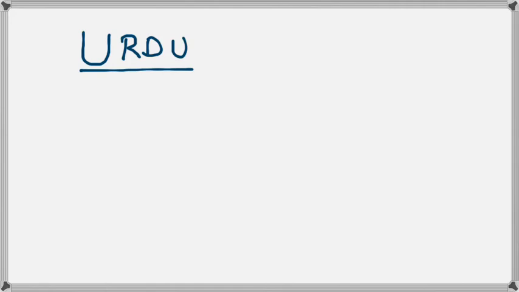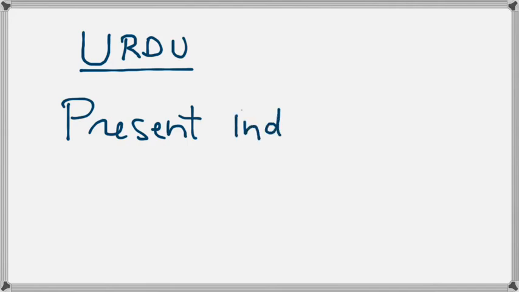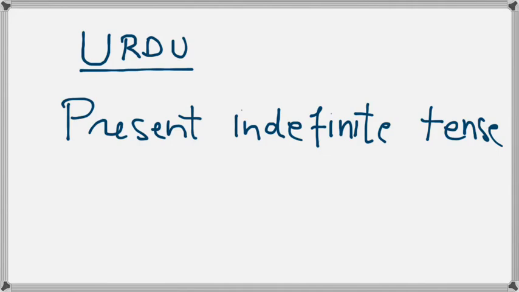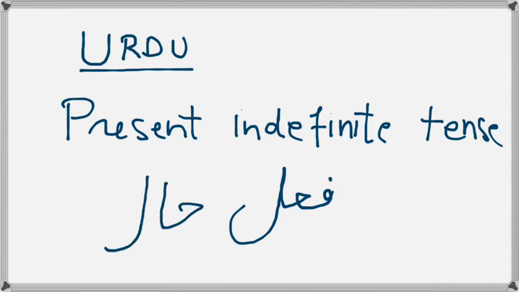Today we are going to learn about present simple tense, simple present tense or present indefinite tense in Urdu. How do we make present indefinite tense in Urdu, and what are some rules to follow? Let's start. Present indefinite tense is called fail hal in Urdu. Hal means present and fail is verb. So fail hal is present indefinite tense.